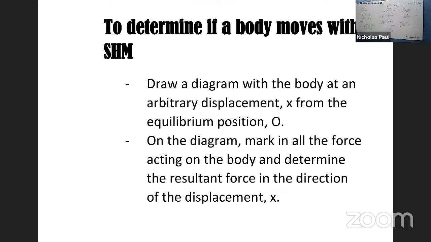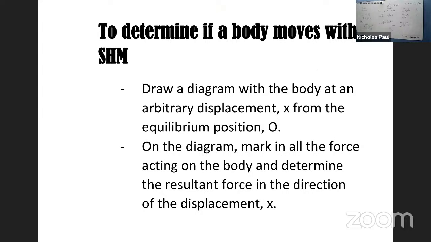All right. So let's just run through these little steps here. The first thing you do is draw a diagram, right? With the body at an arbitrary displacement x from the origin. On the diagram, mark in all the forces acting on the body and determine the resultant force, right? So the steps again, step 1, draw a diagram, some arbitrary distance x away from the equilibrium. And then mark all the forces acting, and then find the resultant force.